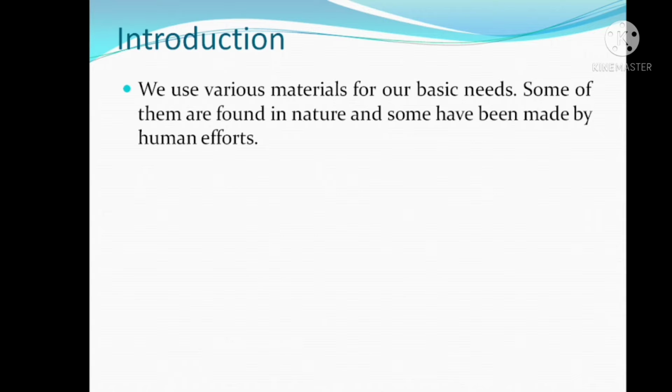Introduction. In this chapter, we use various materials for our basic needs. Some of them are found in nature and some have been made by human efforts. That means here we are talking about the burning fuels which we are using in our day-to-day life. For example, petrol, diesel, kerosene, gas, CNG, all these things we are basically using as burning fuels.